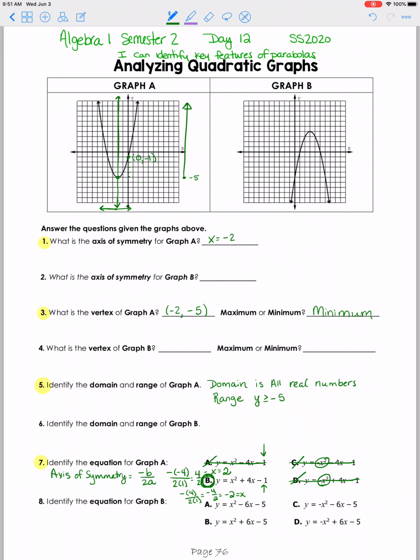Okay, I'd like for you to repeat that process with graph B. Submit your work to Google Classroom. Today's nice and short. Then make sure that you've got everything else done.